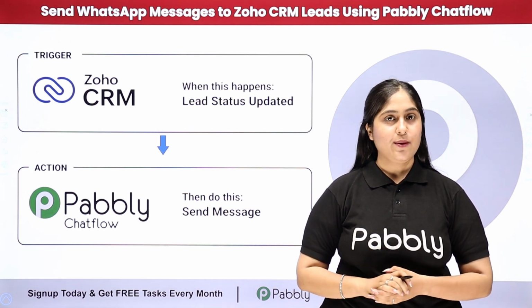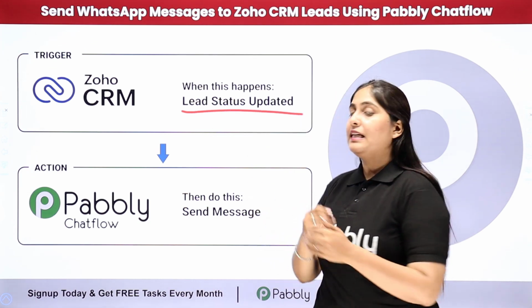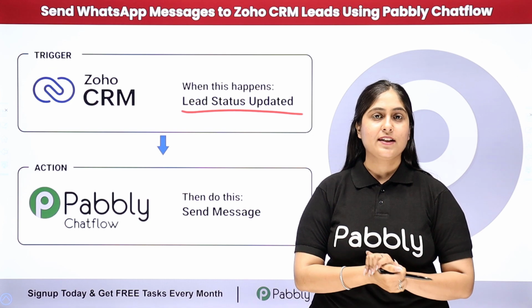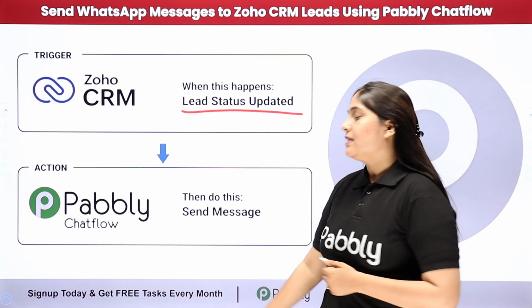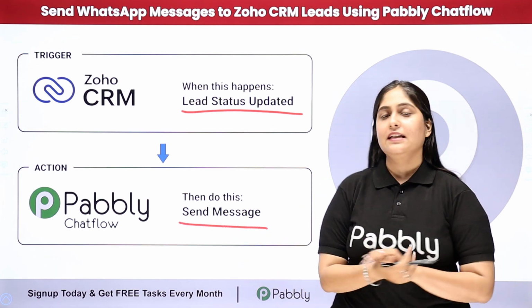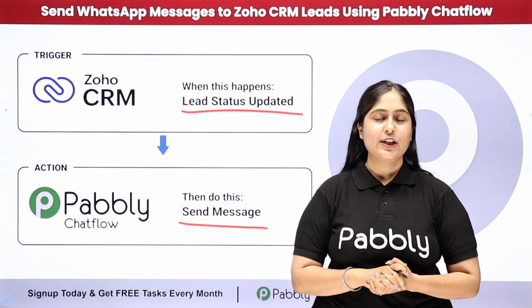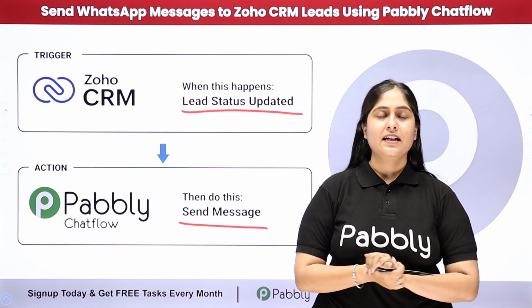Now my objective is that whenever my team member updates the lead status in my Zoho CRM account for that particular lead, the WhatsApp message should be sent automatically and instantly to my lead based on the updated lead status, through Pabbly Chatflow, the all-in-one WhatsApp communication platform. To learn about this automation in detail, let me take you to my screen.